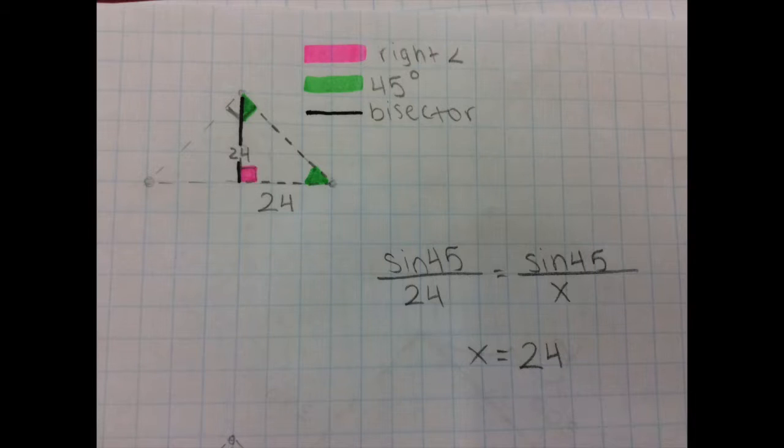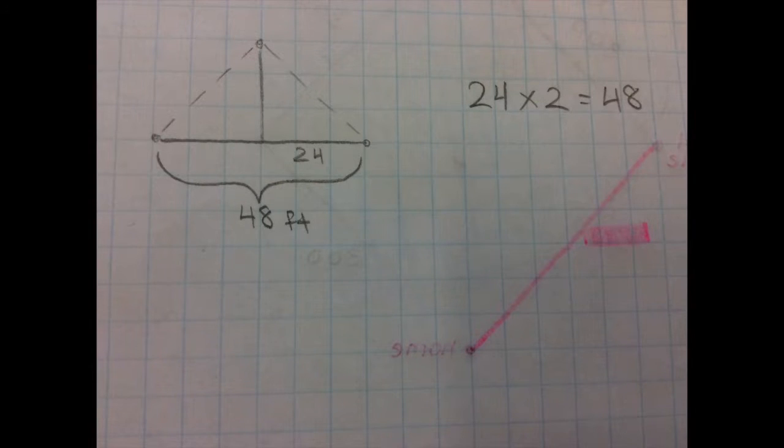Because the diagonal bisects the angle, there are 45 degrees on both sides. Since there are 180 degrees in a triangle, the remaining angle is also 45 degrees. Using this information, we can determine the length of half of the central fence. By multiplying 24 and 2, we get the full length of the central fence, which is 48 feet.